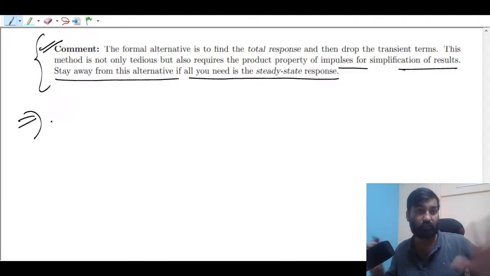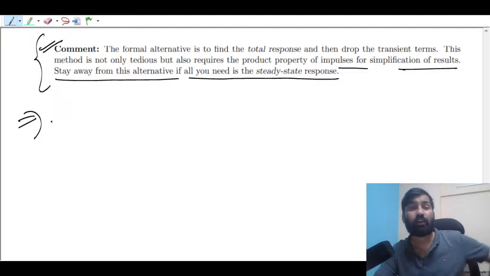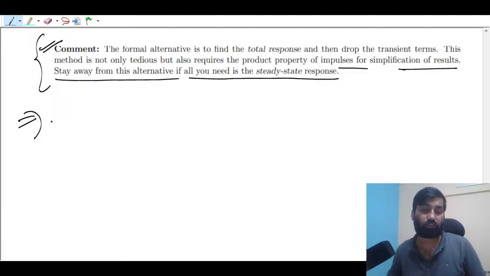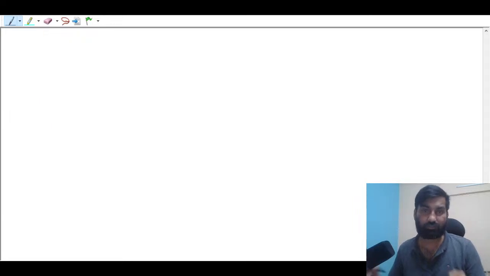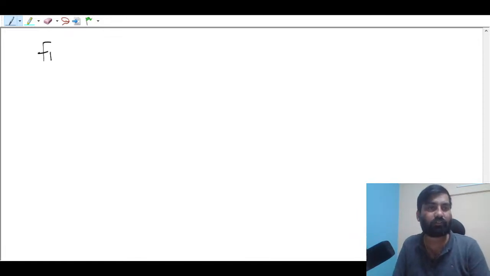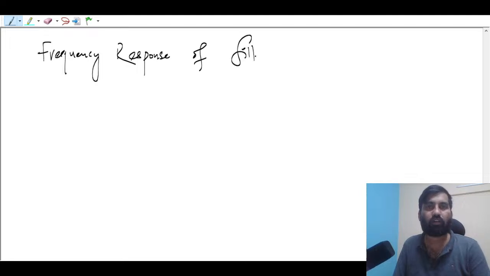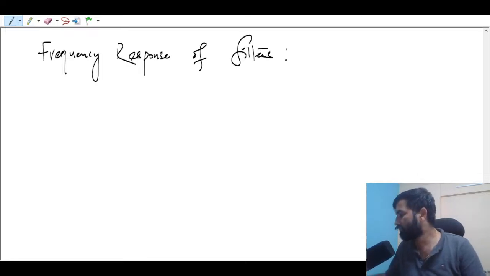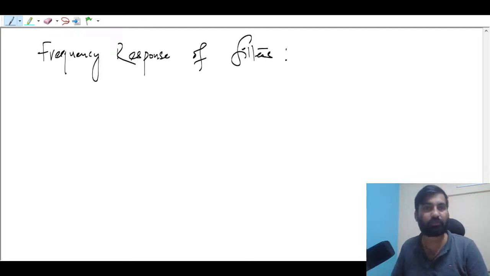Okay, so don't go to total response and all, right? Okay. And you have to also understand the frequency response of the filter, guys. Sometimes this frequency response H of omega is treated as a filter. Your LTI system is treated as a filter. Frequency response of filter, right? Frequency response of filter, please remember.